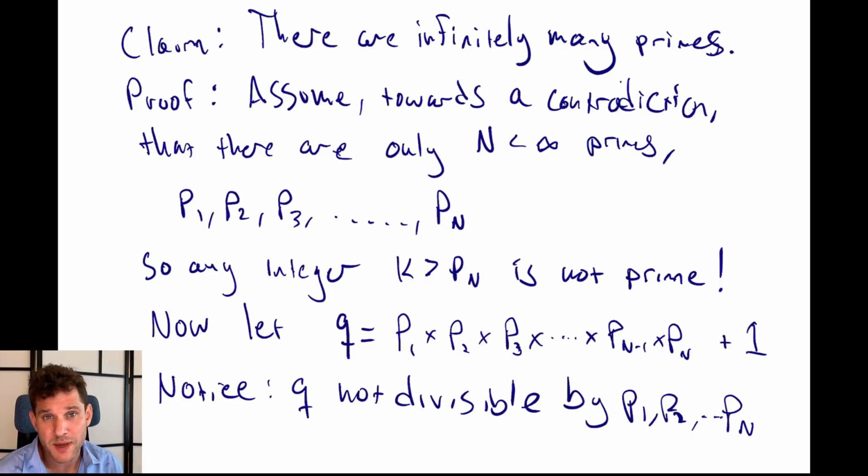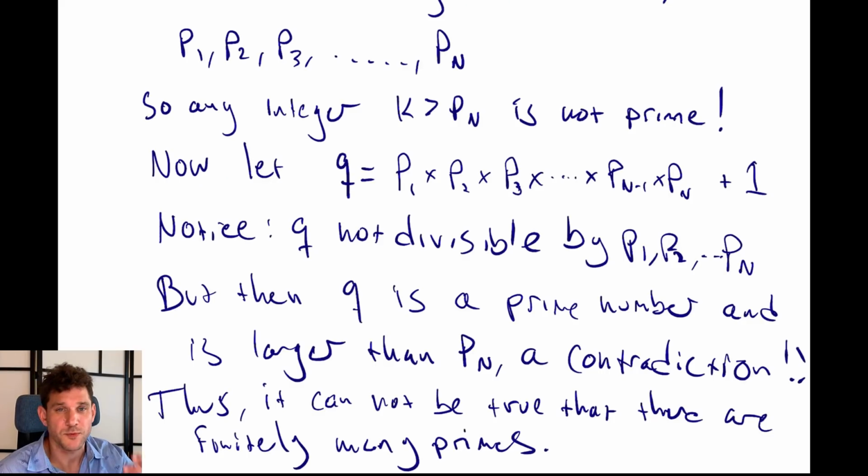But if it's not divisible by P1 through PN, by any of these prime numbers, then it has to be prime itself. That's what we mean by a prime number. A number that isn't divisible by any of the smaller primes is then also a prime number. So we've now concluded that Q is also a prime number. So what we've done here is we've found a contradiction. We constructed this number Q. We noticed that Q is larger than all of the primes P1 through PN. It's not divisible by any of them, and therefore it has to be a prime number.